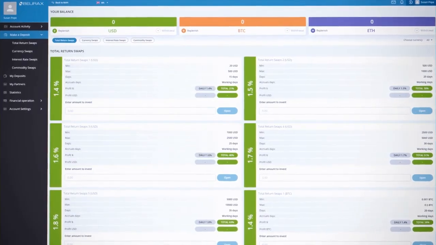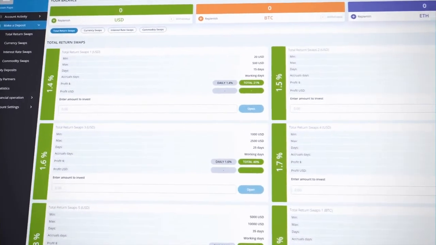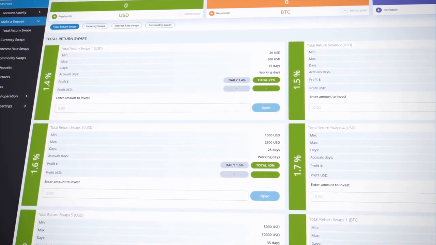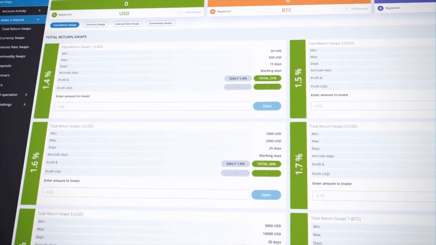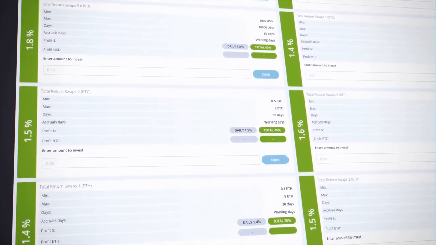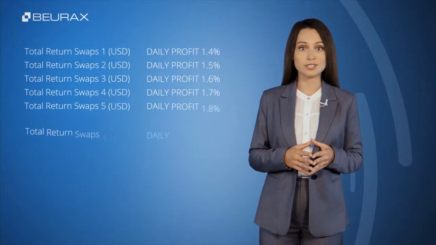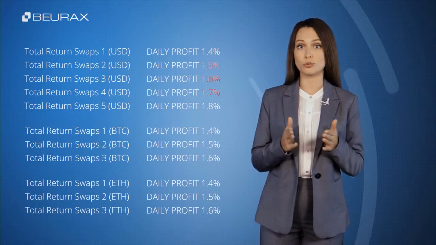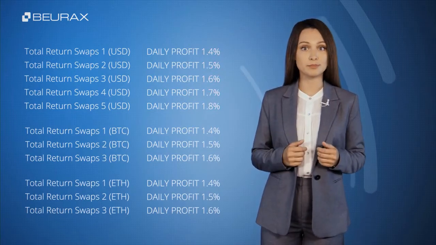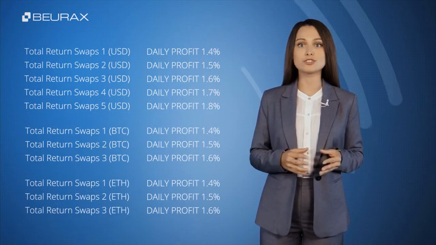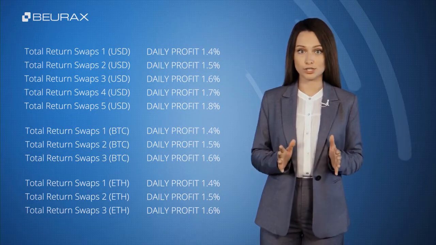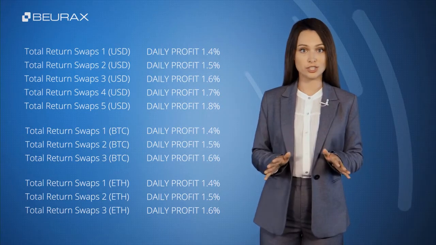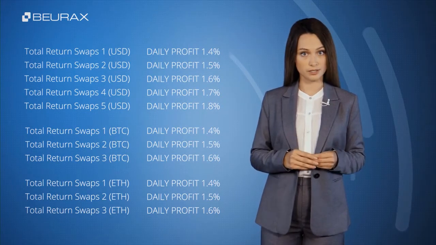Total Return Swaps is a category of investment plans that provides clients with the opportunity to receive daily accruals and payments on deposits, as well as assumes an automatic refund of the deposit amount after its expiration. The daily profit of investors in this category of investment plans ranges from 1.4 to 1.8% depending on the investment plan you choose. The interest rate is fixed for each of the deposits in this category and does not change until the end of the investment period.